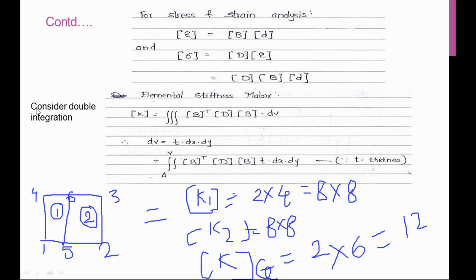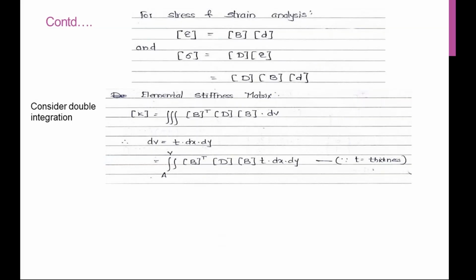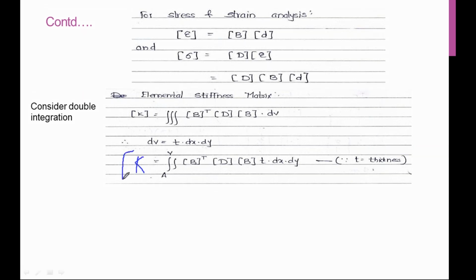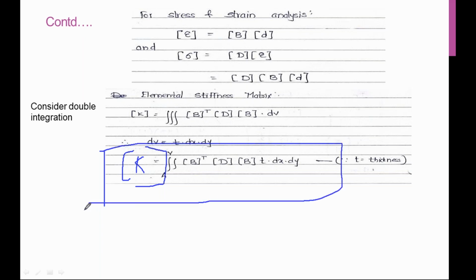Okay. Now, the size of the stiffness matrix is equal to the degrees of freedom times the total number of nodes. And you know the equation for the stiffness matrix for the isoparametric element, and you have to solve this equation. Now, is it easy to solve this type of double integration every time, when matrices are involved?